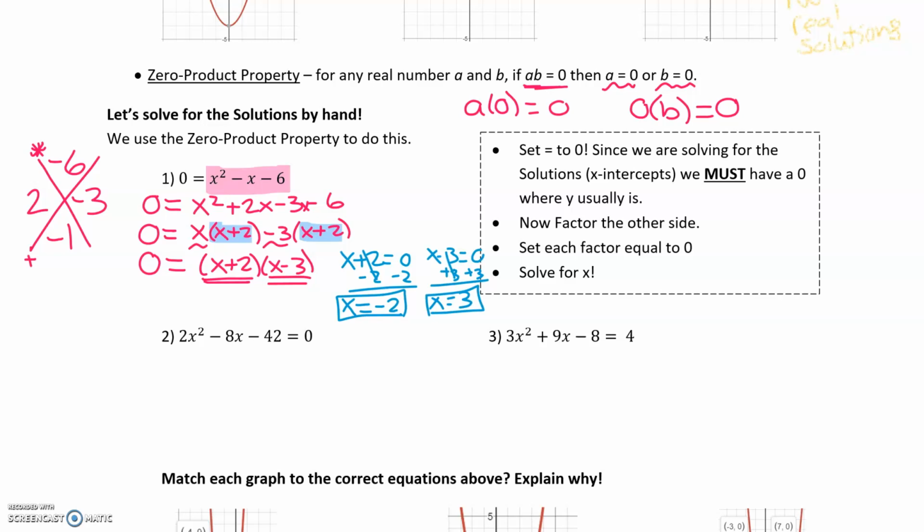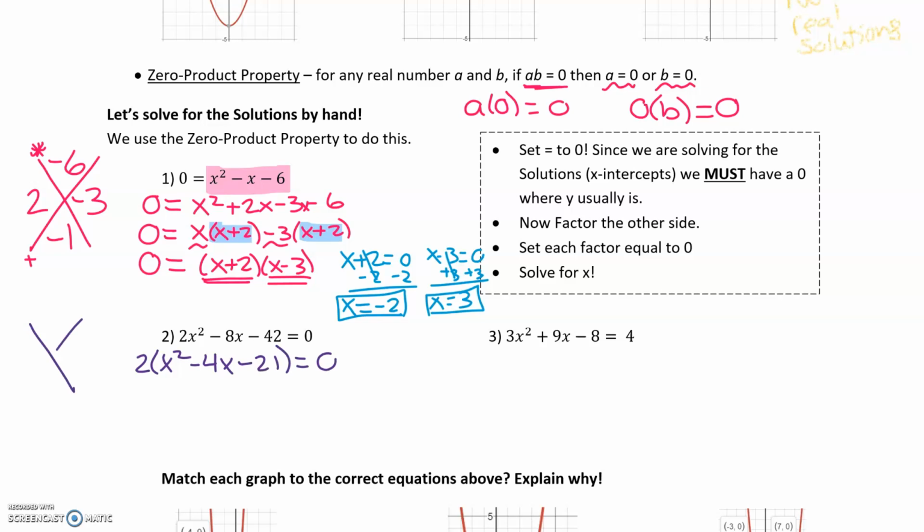Alright, so let's now look at number 2. We're going to do it again. It's already equal to 0, so that's good. So now what we're going to do is we're going to factor this other side. So here we've got a GCF. The GCF is 2. That's going to leave us with x squared minus 4x minus 21.